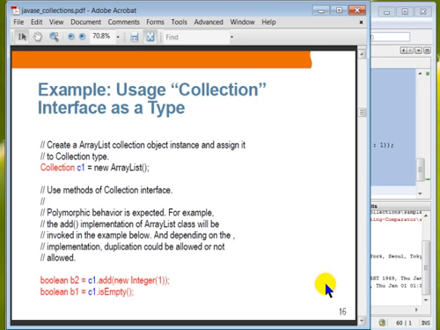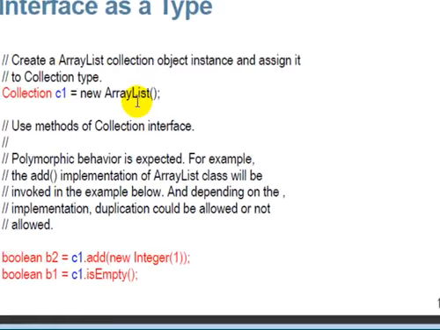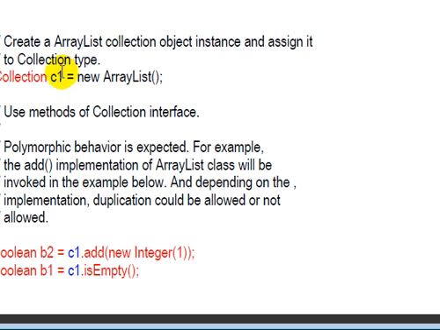So this is an example of collection interface as a type. So we created array list object instance and then assign it into collection type. And then we can use any method of collection interface type. For example, we can call add method, or we can call isEmpty method. Now, depending on what concrete object instance is pointing to, the behavior of add method could be different, and that's the polymorphic behavior that we just talked about a few minutes ago.